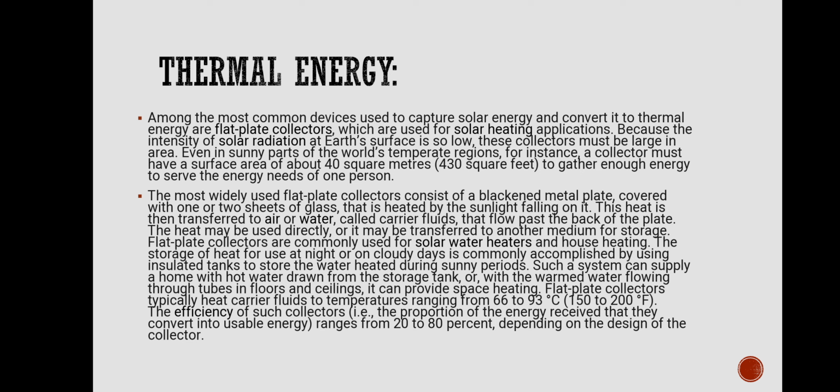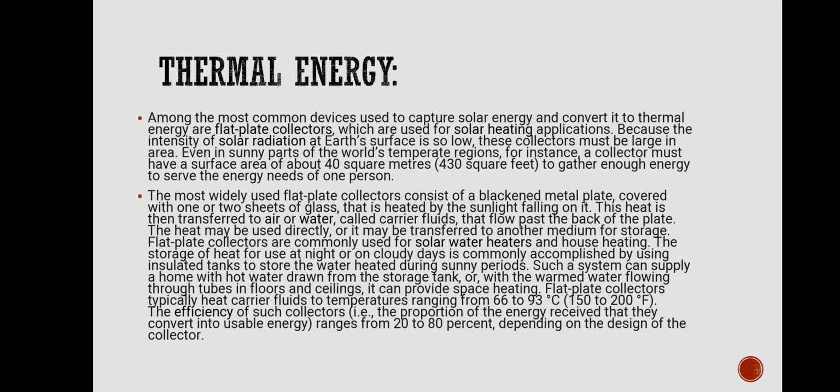The most widely used flat plate collectors consist of a blackened metal plate covered with one or two sheets of glass, that is heated by the sunlight falling on it. This heat is then transferred to air or water, called carrier fluids, that flow past the back of the plate. The heat may be used directly or it may be transferred to another medium for storage. Flat plate collectors are commonly used for solar water heaters and house heating. The storage of heat for use at night or on cloudy days is commonly accomplished by using insulated tanks to store the water heated during sunny periods.